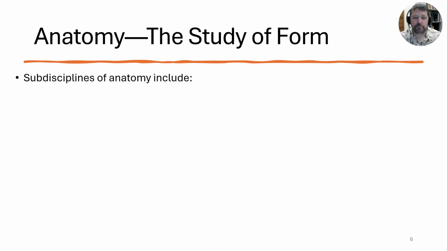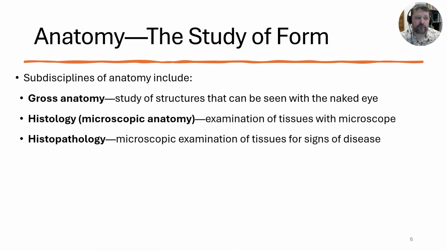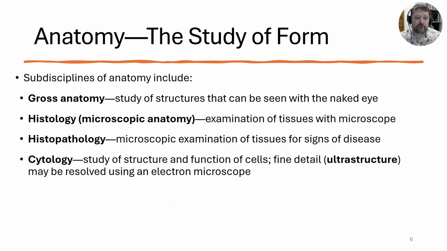Okay, subdisciplines of anatomy. There's quite a few. So you have gross anatomy, that's the structures that can be seen with the naked eye. You have histology, this is microscopic anatomy. Okay, so this is the examination of tissues or cell types that are related to often these structures. Okay, histopathology is the examination of diseases of those tissues. Cytology is the actual cell, and normally looking at the cell from an electron microscope perspective.